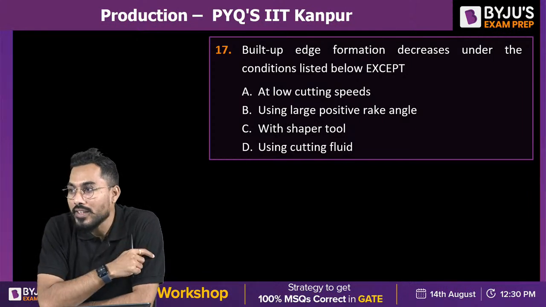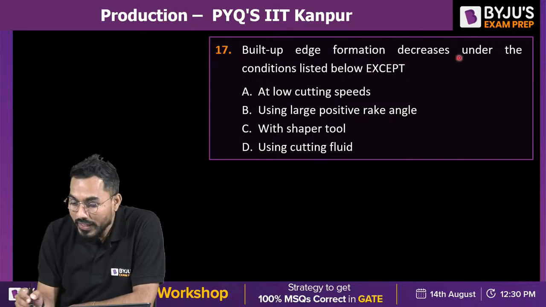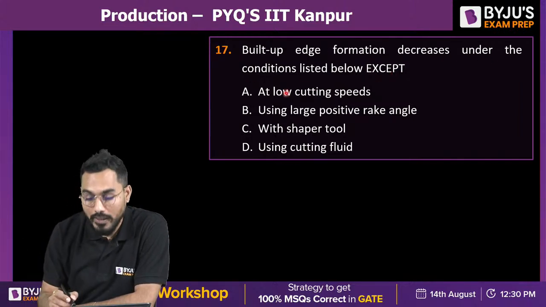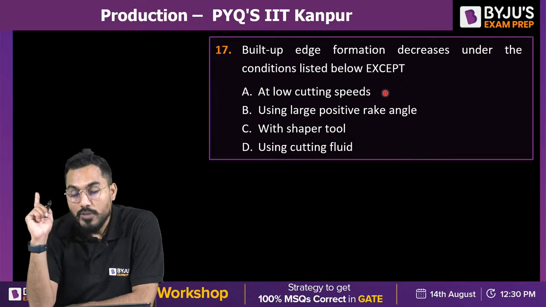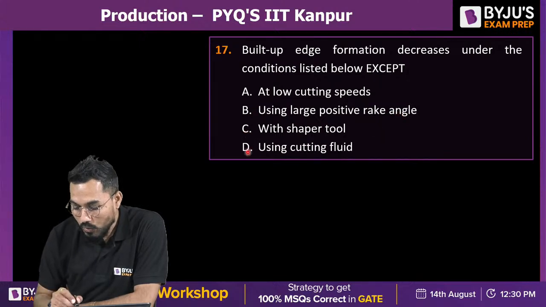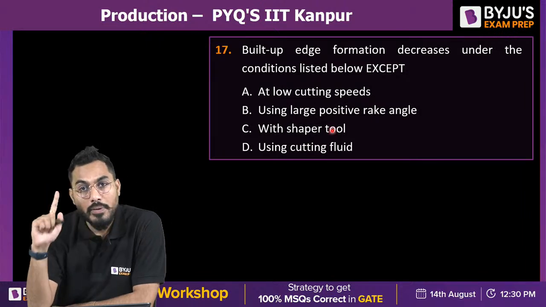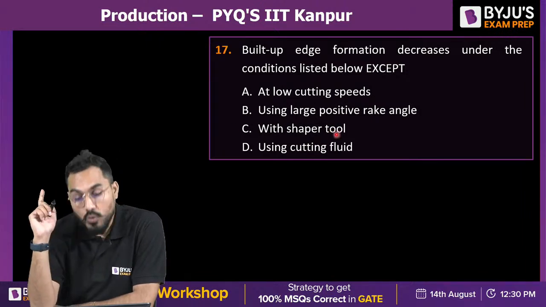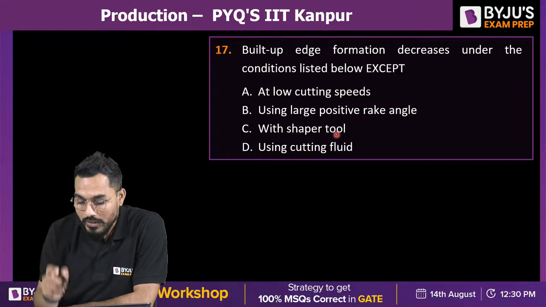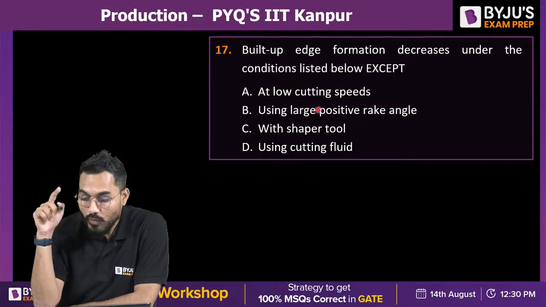Is there anyone who can answer that? The built-up edge formation decreases under the conditions listed below, except. So except which condition? The built-up edge formation will decrease: A, at low cutting speed; using large positive rake angle; with a sharper tool; using cutting fluid. We know that if I use a cutting fluid, definitely built-up edge formation will reduce. With a sharper tool also, it will reduce. Using a large positive rake angle also, built-up edge formation will decrease.